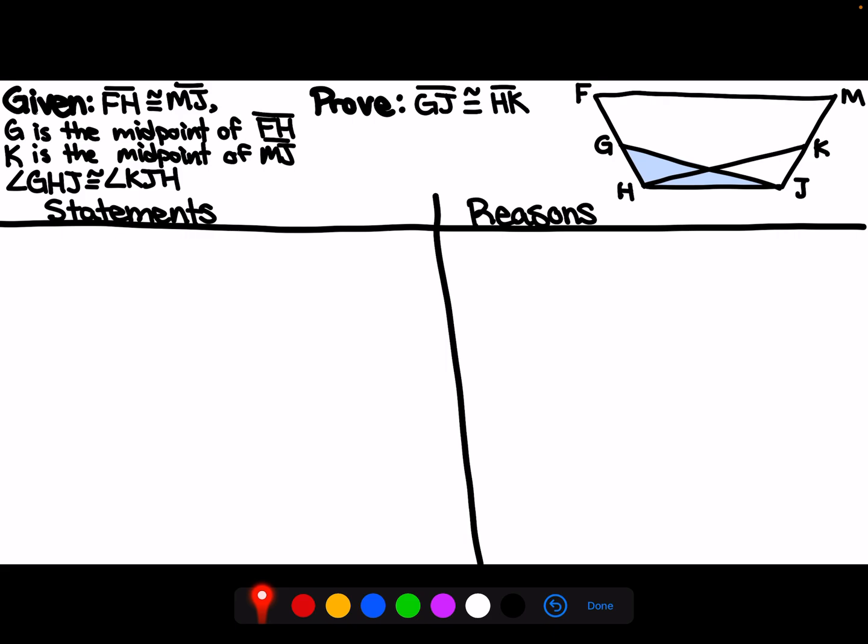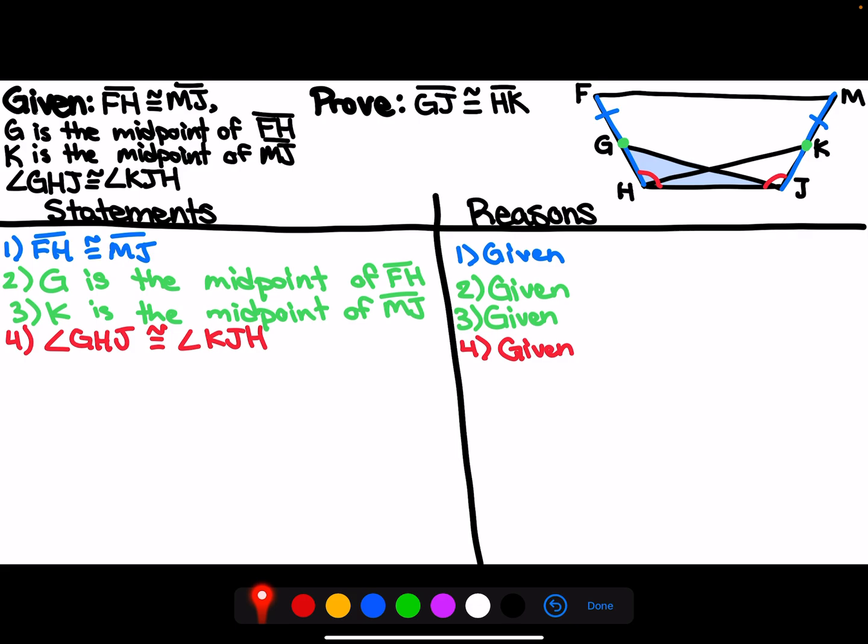So, to get started on this, we're going to go ahead and write out all of our given information. And go ahead and pause the video if you need to, and try and figure this one out on your own first, and then you can unpause whenever you're ready. So I have all my given information here, and I mark it up on my picture. So I have FH is congruent to MJ, I have G as the midpoint of FH, and K is the midpoint of MJ. And I also have that angle GHJ is congruent to angle KJH. So all that information is given to us.